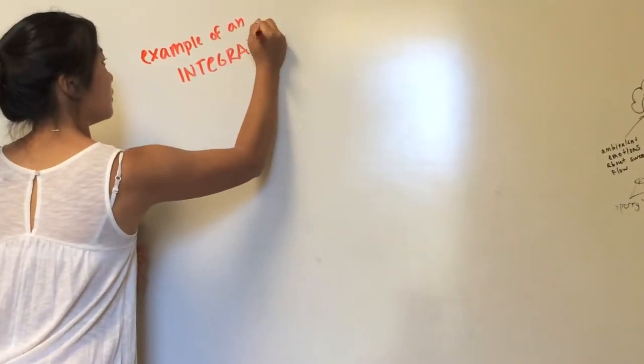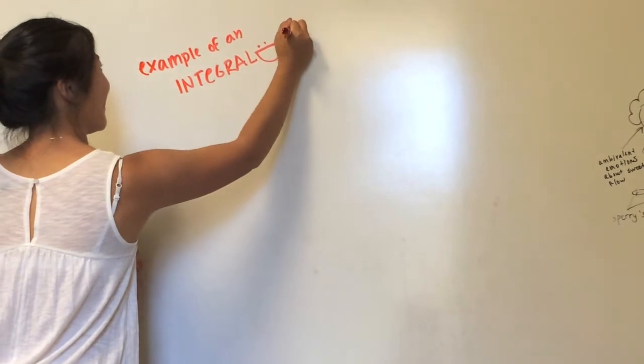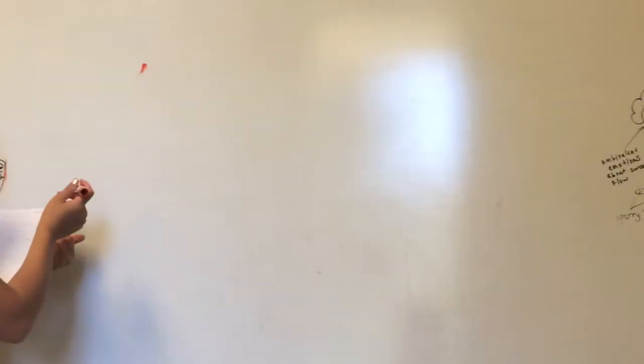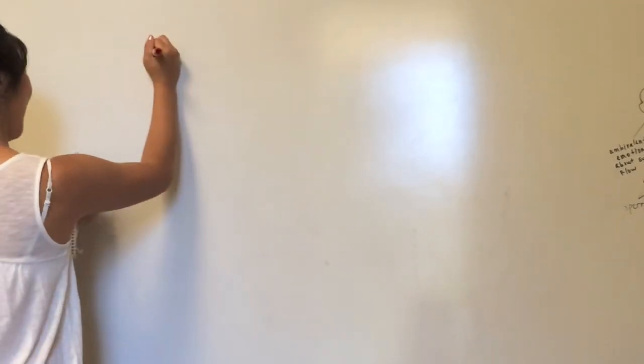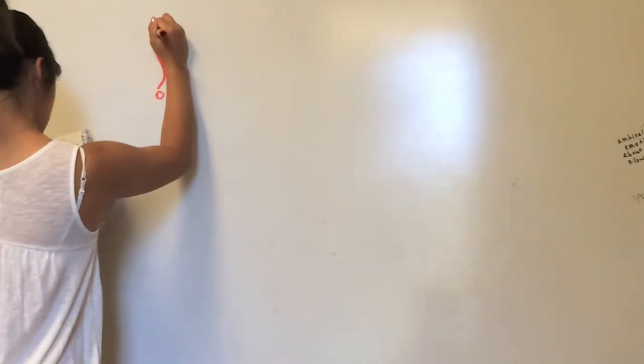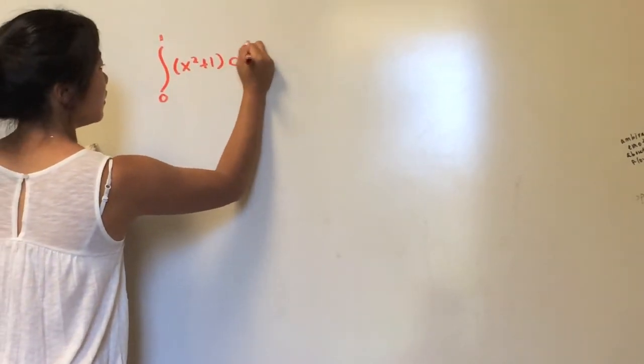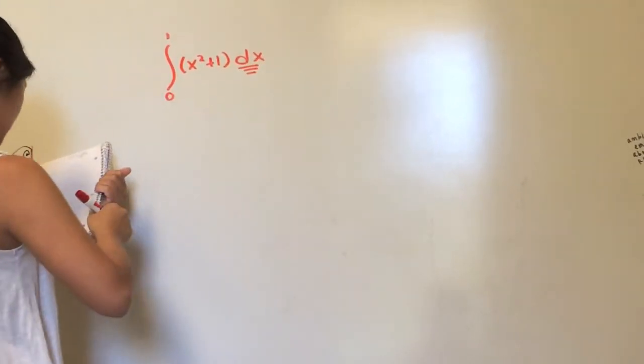So now that Marky Mark has explained to us what an integral is, let's try an example. For this question, our integral is going to be an integral from 0 to 1, which are going to be our a and b endpoints, and our function is going to be x squared plus 1. And please do not forget your dx, it's very crucial.